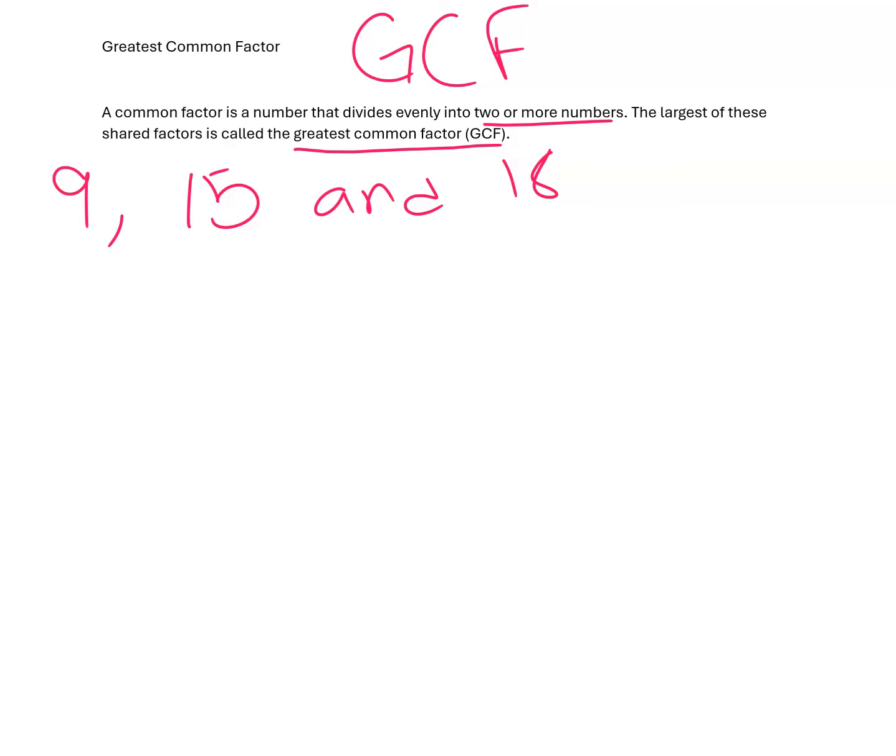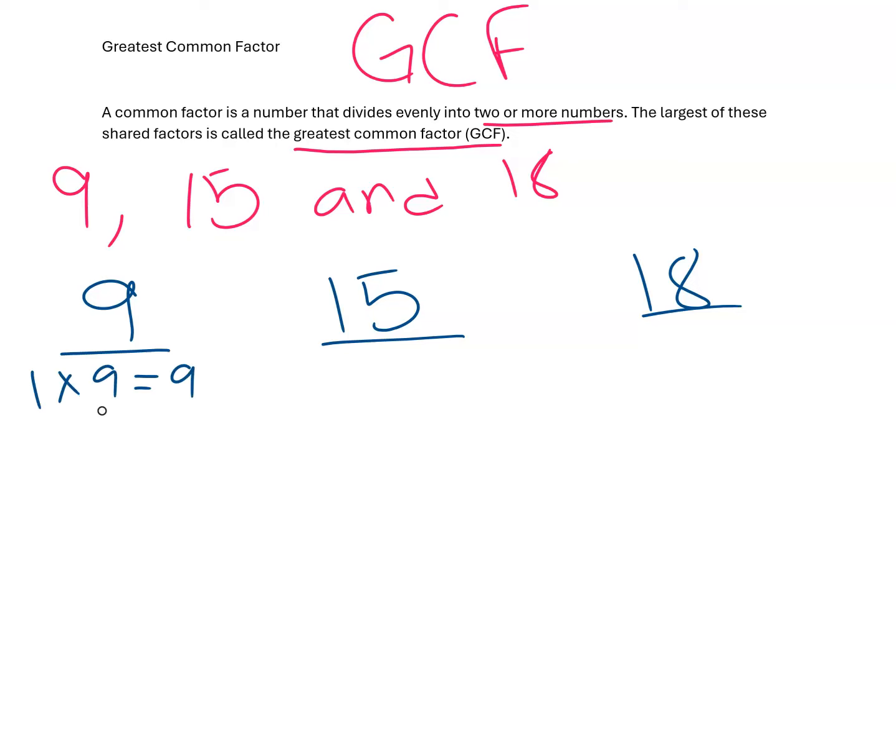So let's start with number 9. This is how I like to set up my problem. You can set it up your own way, whichever one you like better. So the first thing you have to ask yourself is what times what equals 9? So for instance, 1 times 9 equals 9. So what else equals 9? Well, 3 times 3 equals 9. If there's nothing else that equals 9, then you are done with that one.